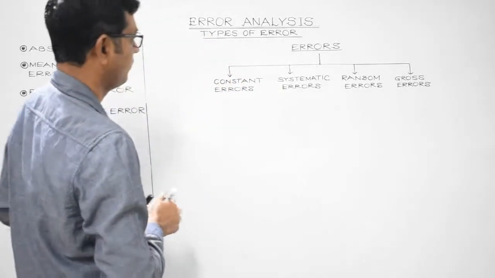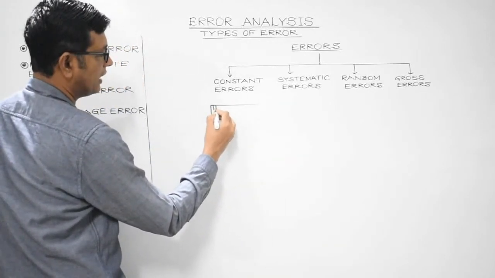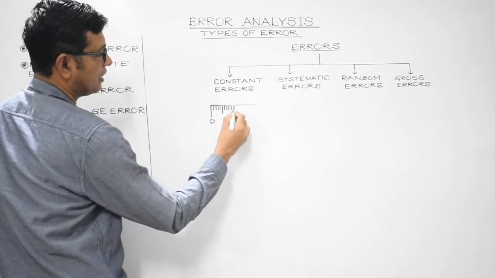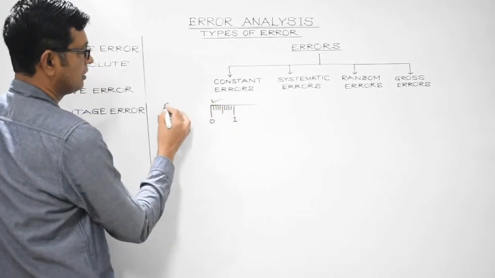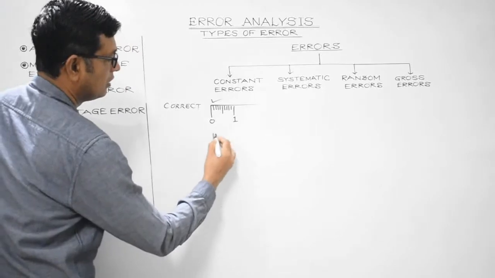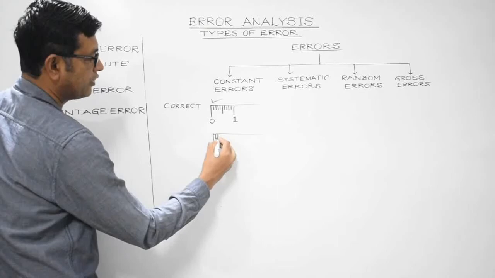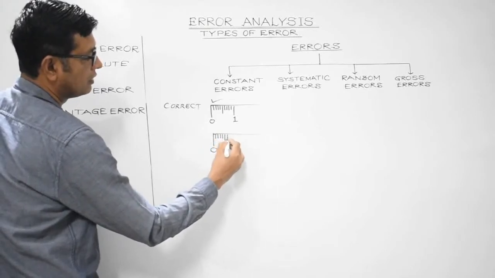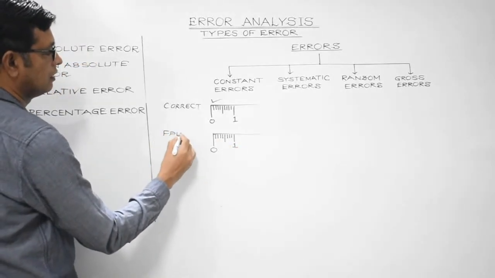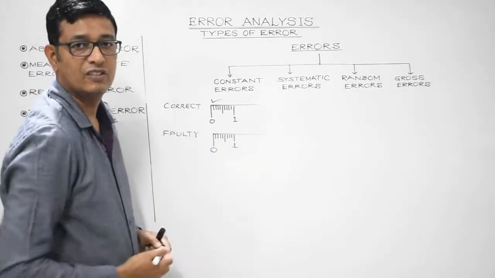For example, this is a normal scale. This is 0. It has got 10 equal divisions. 3, 4, 5, 6, 7, 8, 9, 10. This is a correct one. This is a correct scale. Suppose we are making use of an instrument, that is ruler, which has got 9 divisions. 1, 2, 3, 4, 5, 6, 7, 8, 9. This is a faulty one. Now look, it has got 9 divisions.